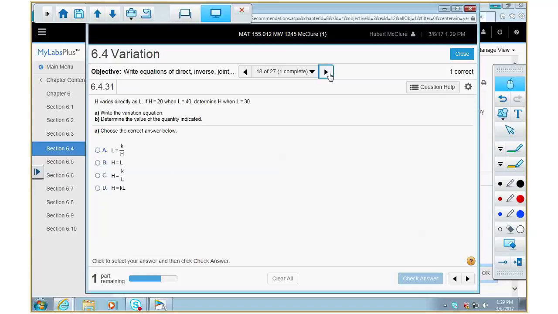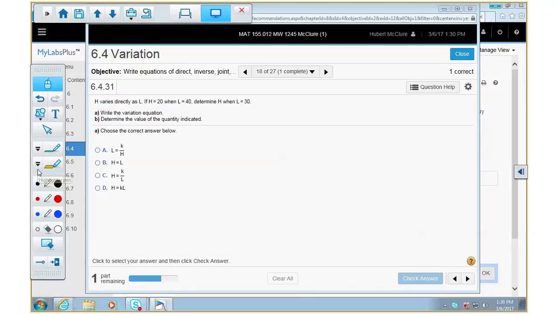All right, look at this one. H varies directly as L. If H is 20 and L is 40, determine blah, blah, blah. This is kind of like the third type question, but it has the second type in it also. But go ahead and just ignore A and B. There's three parts to this question. The first part is H varies directly as what? That's the first part.